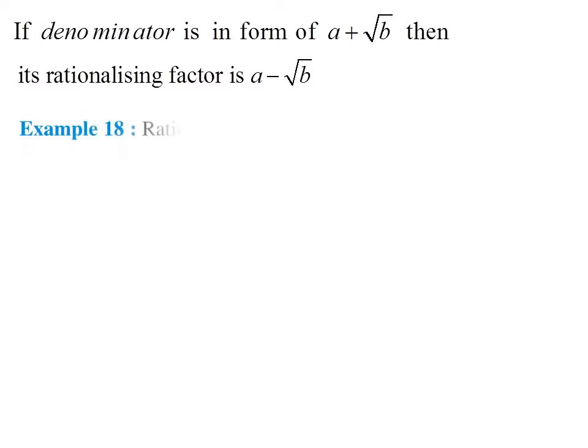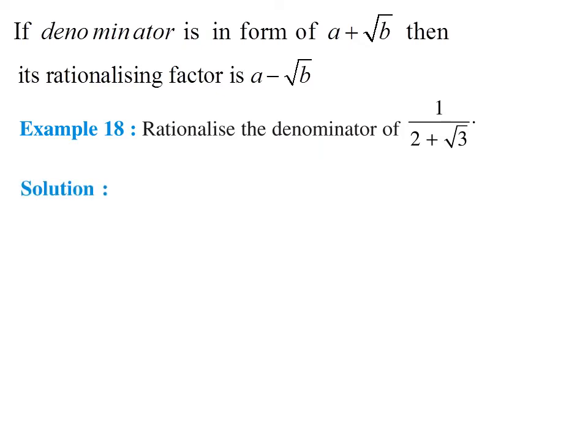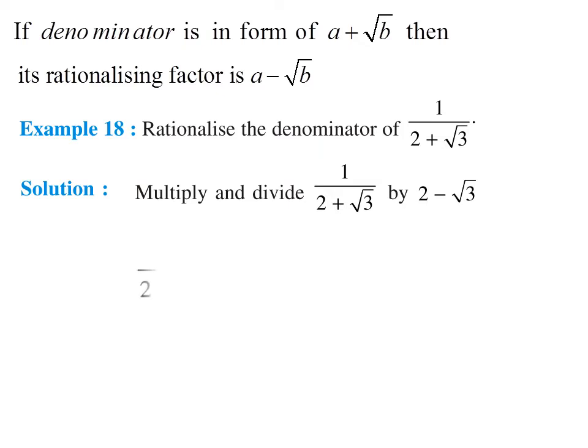Next example number 18. Rationalize the denominator of 1 divided by 2 plus root 3. Here we can see the denominator is in the form of a plus root b, so we have to multiply by 2 minus root 3 from the above formula. In the solution, we multiply and divide by 2 minus root 3. So I can write 1 divided by 2 plus root 3 into 2 minus root 3 divided by 2 minus root 3.